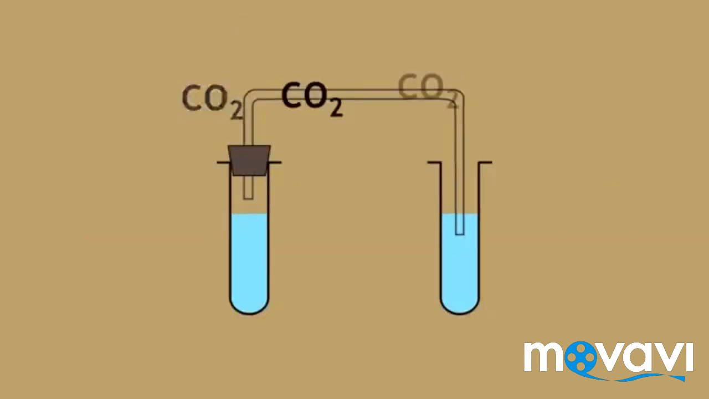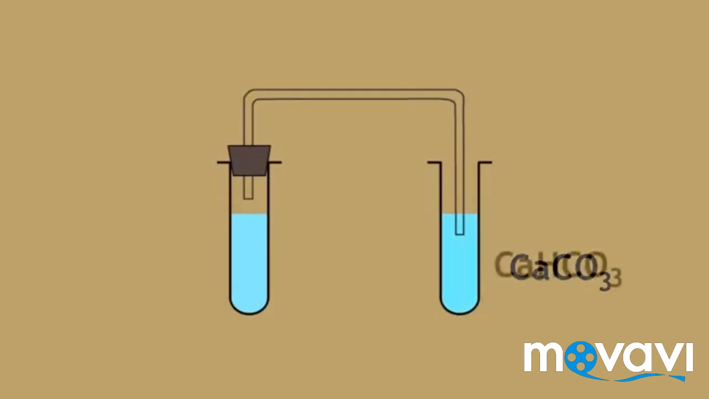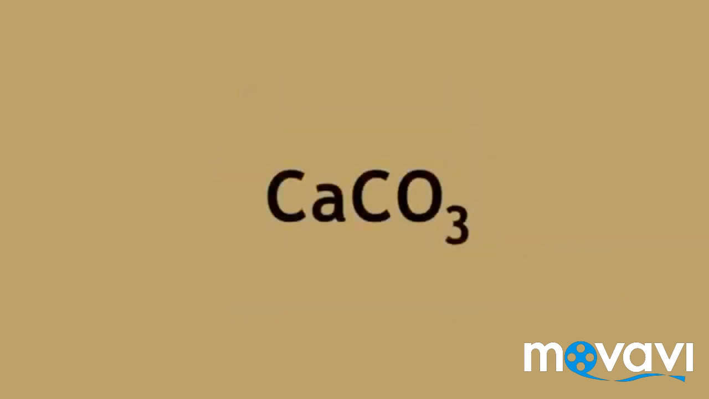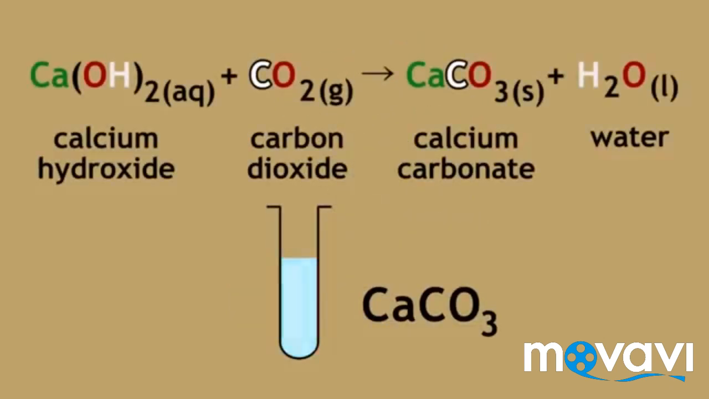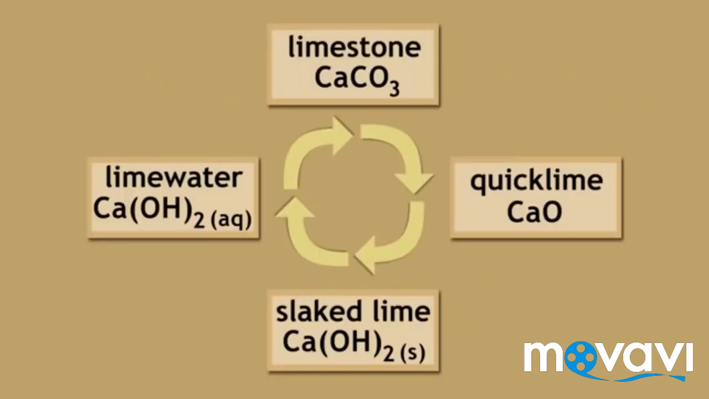When carbon dioxide is passed through lime water, calcium carbonate is formed. If we continue to pass carbon dioxide through lime water, it will turn clear again because of the formation of calcium hydrogen carbonate. As calcium carbonate is insoluble in water, this is why lime water appears milky. We have now completed the limestone cycle.